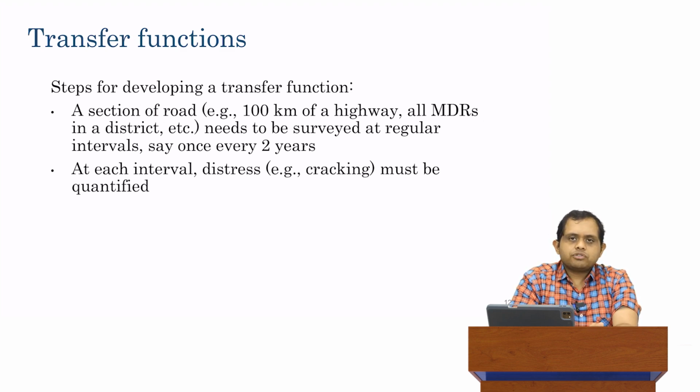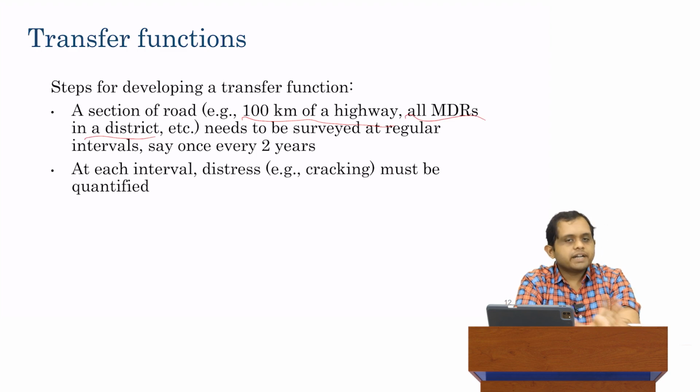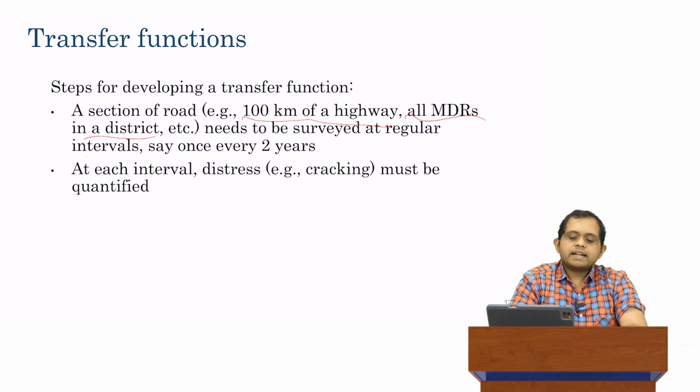So we take a section of a road. What is a section of a road? It's whatever you are interested in. It could be 100 kilometers of a highway within a state. It could be all the MDRs, major district roads, inside a district. It doesn't matter. We take a certain section of road or a representative sample. We need to survey it at regular intervals, for example, every 2 years.